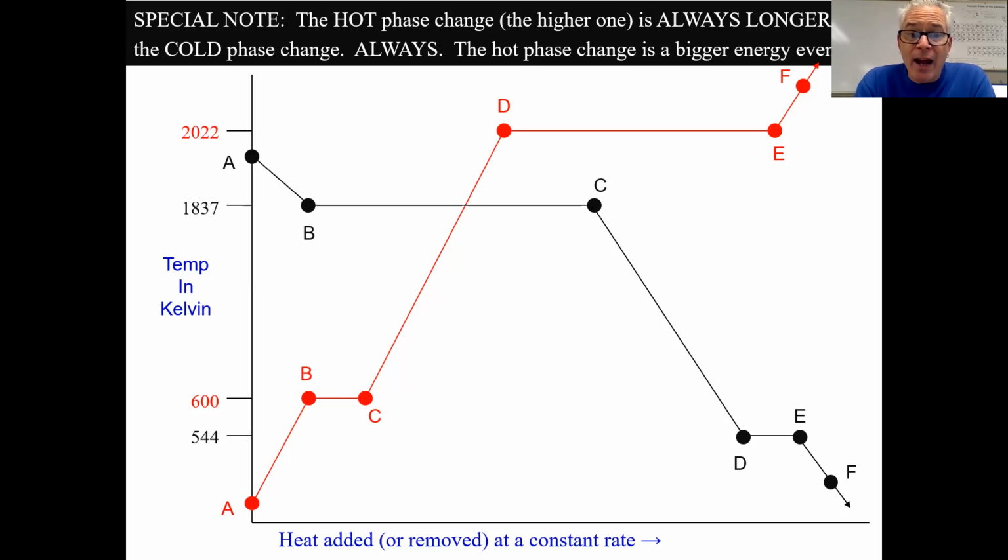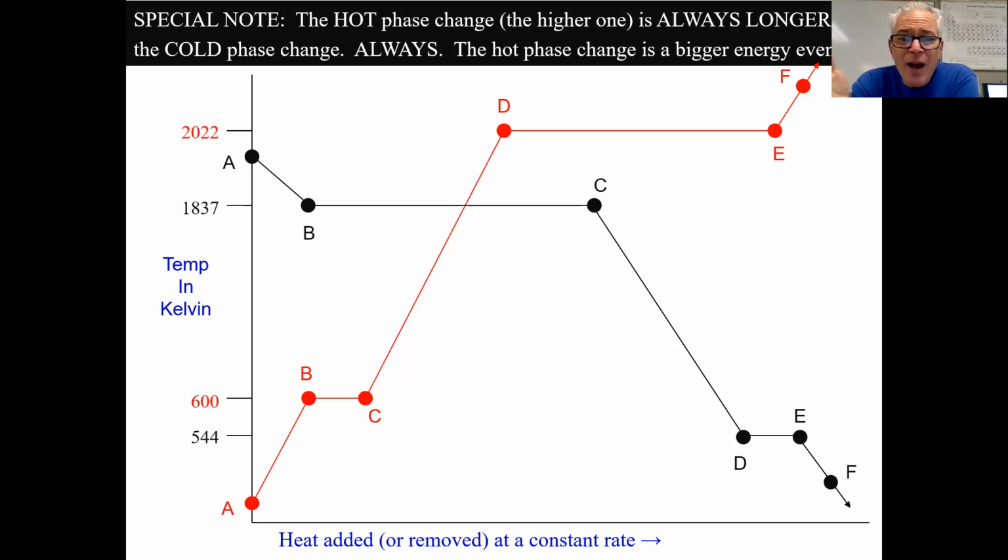On the red graph, BC is short, but DE is long. The hot phase change is always a much bigger energetic event. It takes much more energy to blow a liquid apart into a gas than it does to shake a solid loose. Now, just so you know, we're going to get into the numbers in the next topic of chem. We'll actually do a lot of mathematics on this. But for water, it's 7.1 times longer.